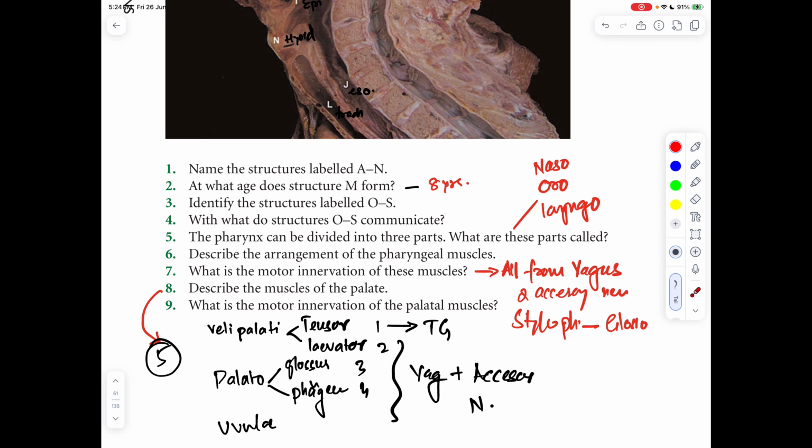So muscles of the palate: what is the motor innervation? Then describe the muscles of palate. So these are veli palatini, tensor and levator, palatoglossus, palatopharyngeus, and uvula. So these are the five muscles. What is motor innervation of palatal muscles? So tensor veli palatini from trigeminal nerve and palatoglossus vagus plus accessory nerve.